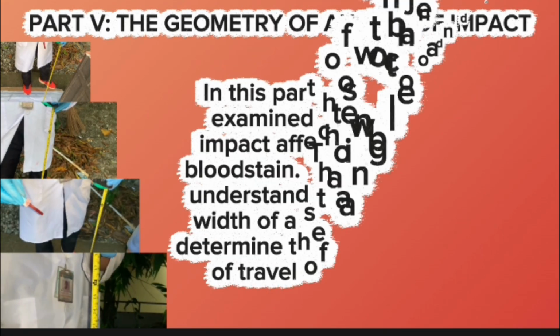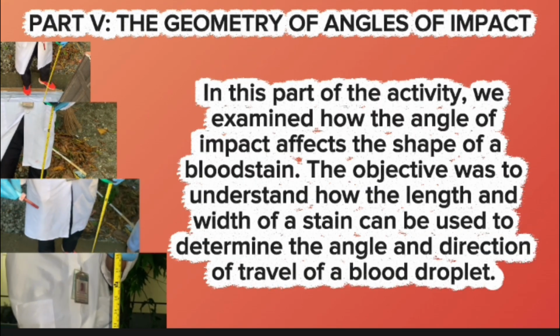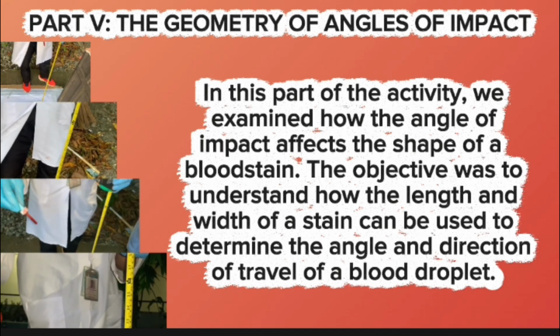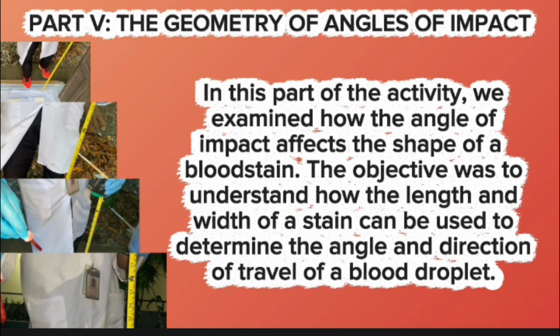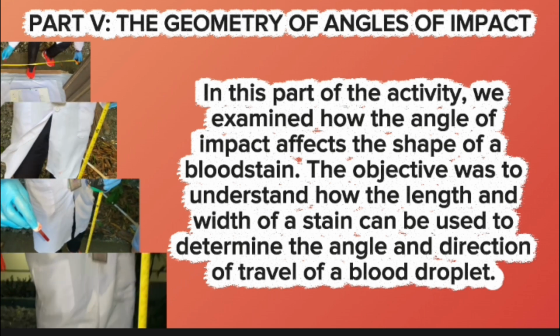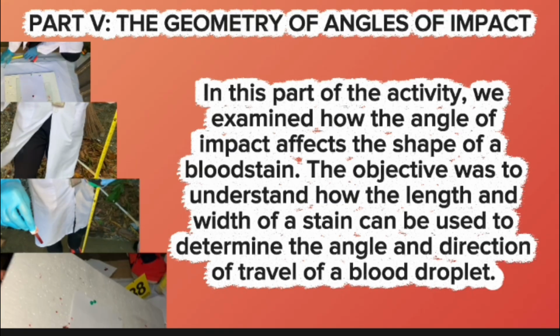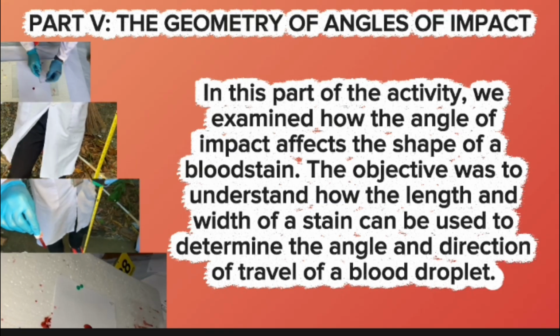Part 5. The geometry of angles of impact. In this part of the activity, we examine how the angle of impact affects the shape of a blood stain. The objective was to understand how the length and width of a stain can be used to determine the angle and direction of travel of a blood droplet.